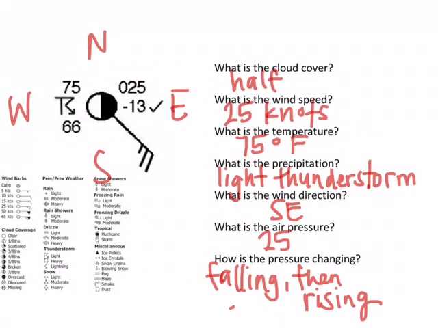The cloud cover is half because of the half circle. The wind speed is represented by the feather, so 10, 20, 25. The temperature is 75 degrees. This is in Fahrenheit. The precipitation is this symbol here. It's a light thunderstorm. It's right over here. The wind direction is southeast because it's pointing to the southeast, the feather. So north, south, east, west, southeast is this way. Air pressure, 25. And the pressure from this arrow is falling then rising. It has fallen by 13.